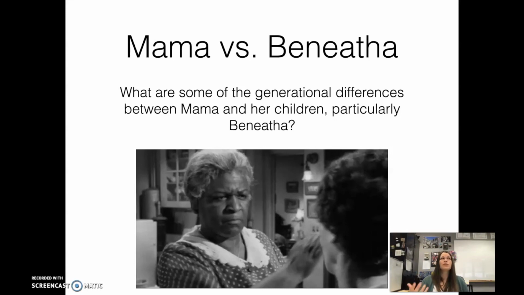She is more looking for someone who is going to fulfill her intellectual needs and her spiritual needs, whatever that looks like to Beneatha, who doesn't believe in God. But she needs more than that. And so Mama doesn't quite understand that. So that's the end of scene 1.